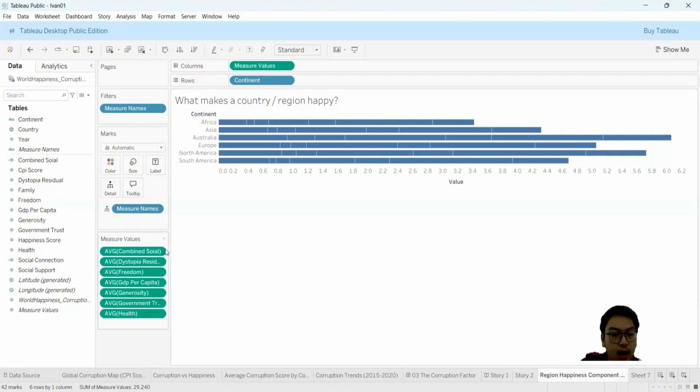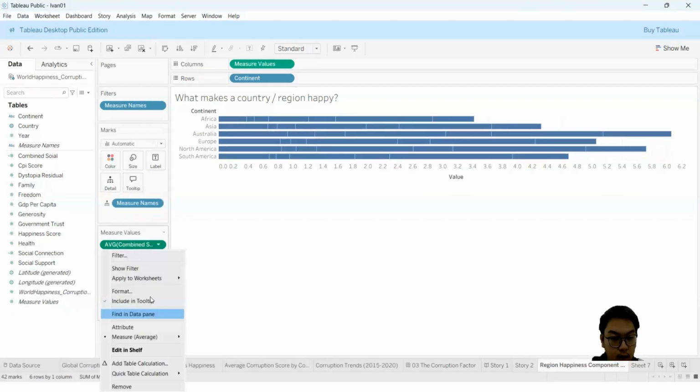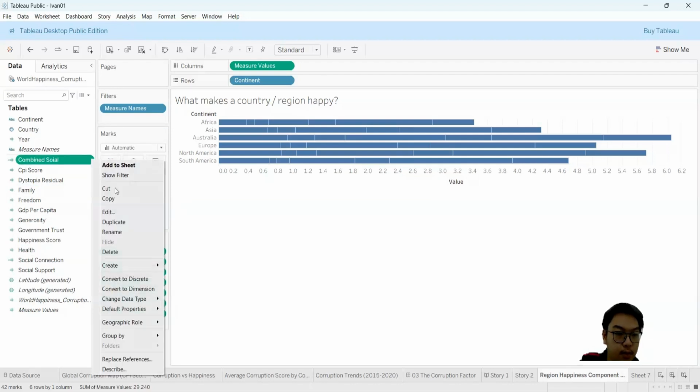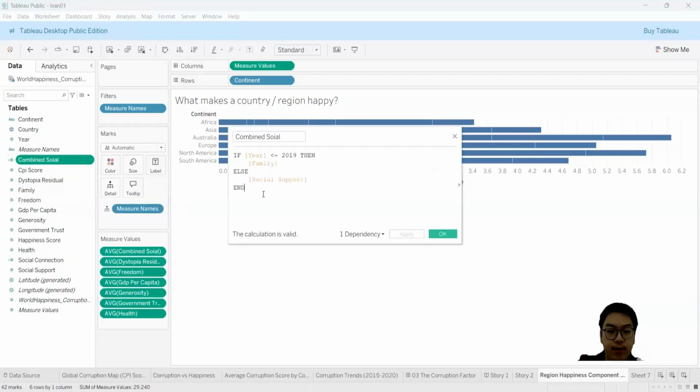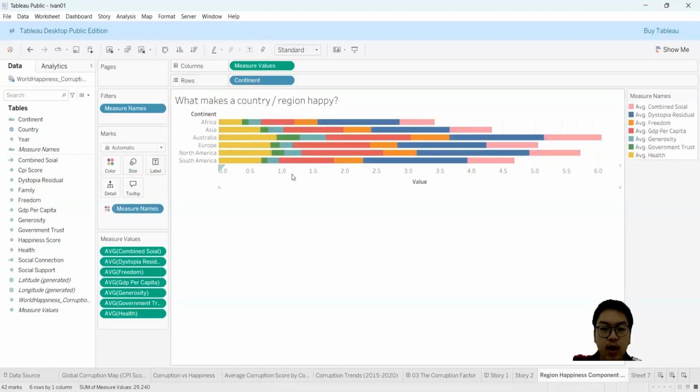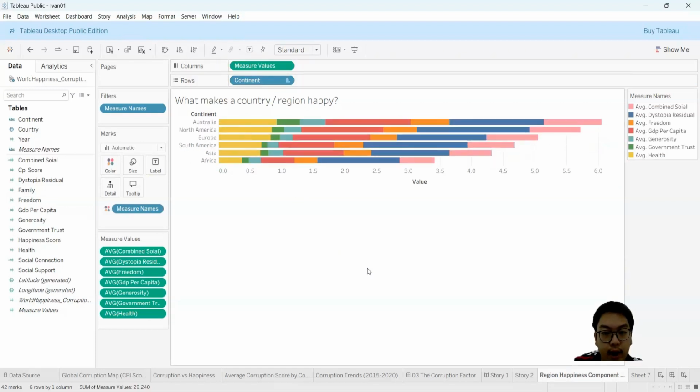I also created a term called combined social, since before 2020 the data used the term family, but in 2020 it used the term social support. Then we drag the measure names to the color to show the difference for each component of the ranking. And then we sort the continents based on ranking.